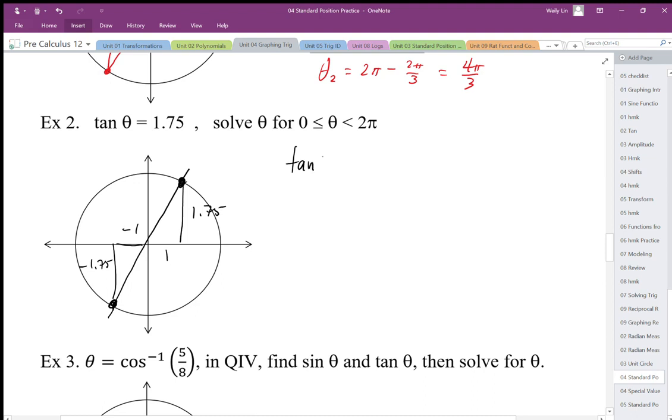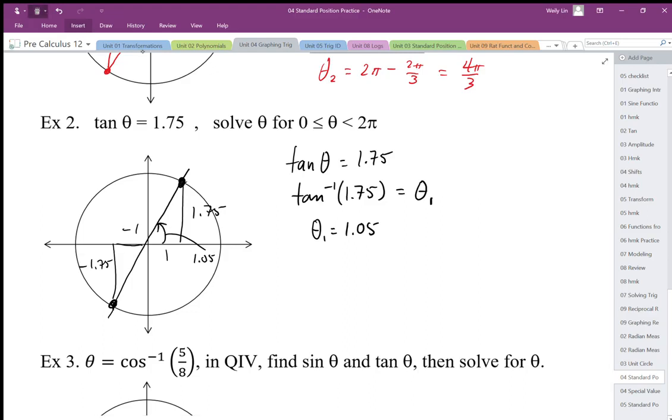So this one is not a special angle, so we're going to start with that expression. We're going to rewrite it as arctan. Okay, and then we're going to just call that one theta 1, and whatever we get from our calculator, we're just always going to say is theta 1. So we're going to do arctan 1.75, and for this one we need a calculator, and so theta 1 is equal to 1.05. Okay, and that angle is in quadrant 1, so we can say that that one is 1.05 radians.